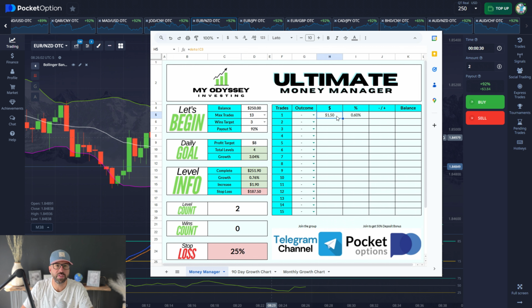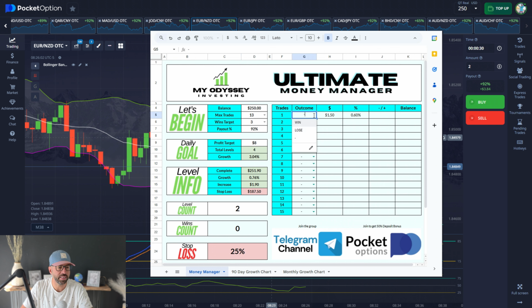So $1.50 is my first trading amount. This is my daily goal, and this is what you'll add to whatever your daily goal is. I need to make $8 today in order to have a total growth of 3%, which means I'm going to complete 4 levels. What is a level?